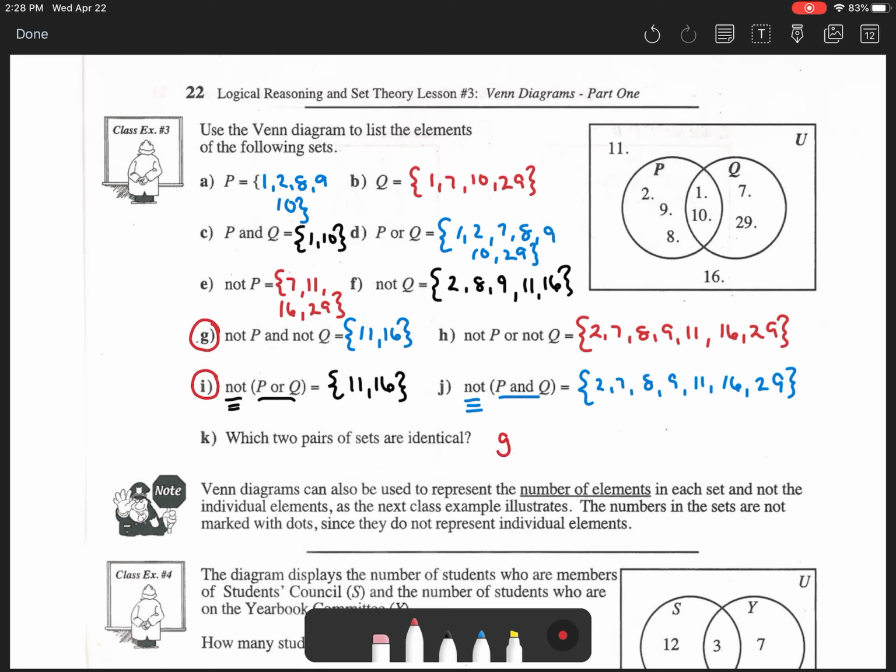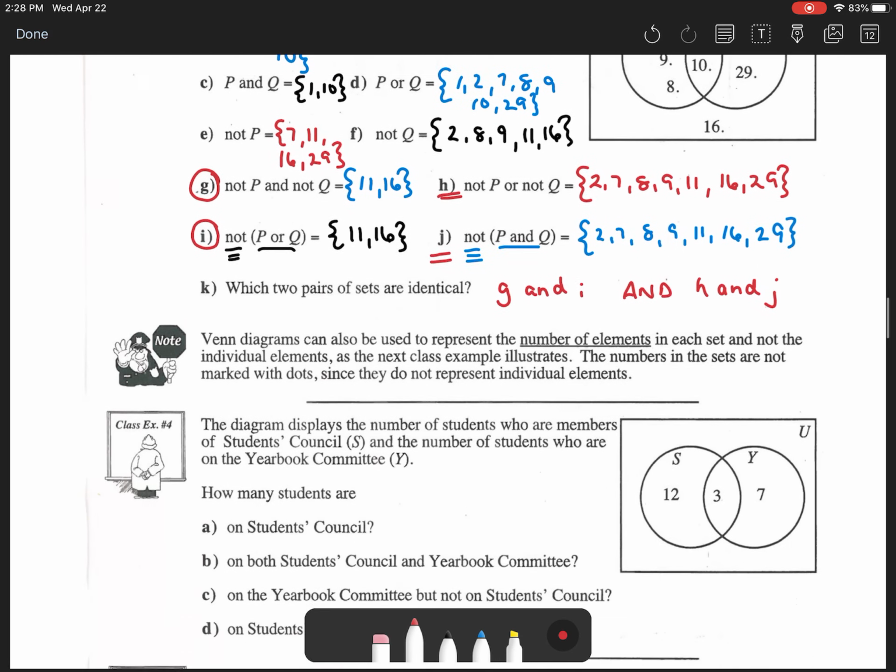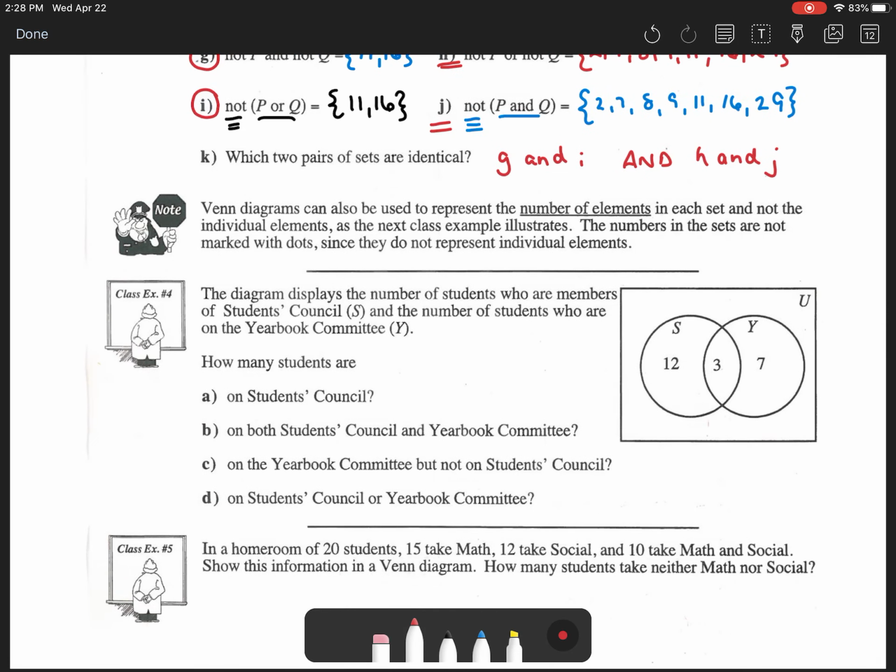Okay, so now it says which two pairs of sets are identical. So again, you can see that G and I, okay, have the same values, and that was what we actually starred at the end of the last page. And then you should also be able to see that H and J are the same, okay, and there you go.